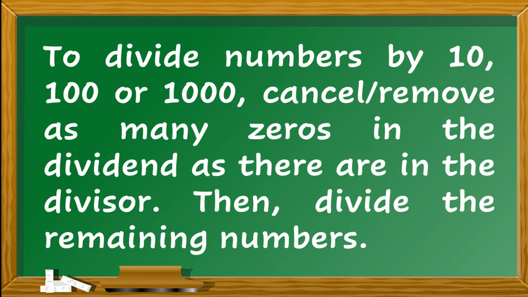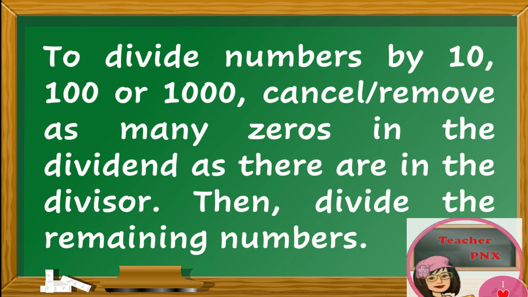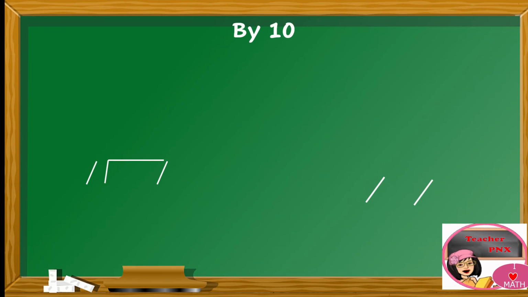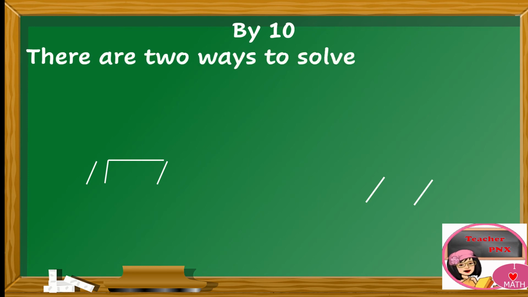So, ang gagawin lang natin ay ika-cancel natin or i-remove natin yung mga zeros sa dividend kung ilan sa divisor. Then, i-divide natin, paghahati-hatiin natin yung remaining numbers. Okay. Let us start by 10. There are two ways to solve the problem. Two ways. Lahat yan by 10, by 100, at by 1,000.